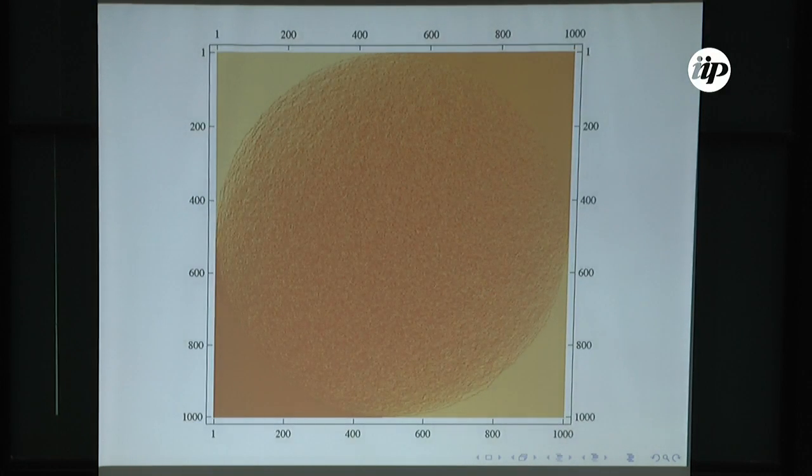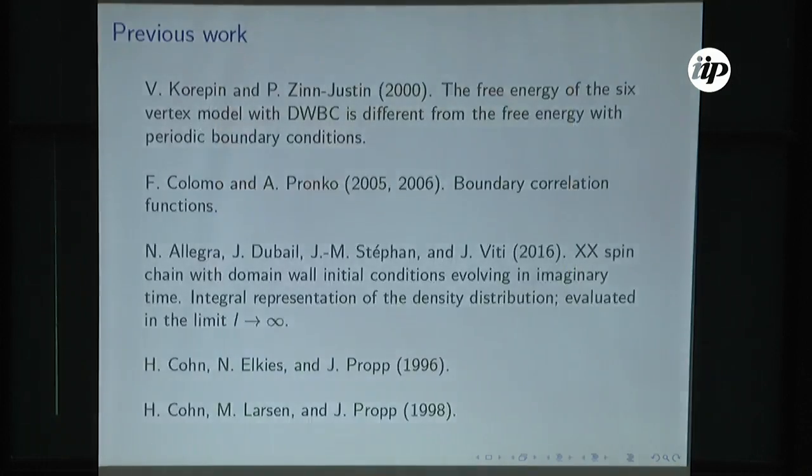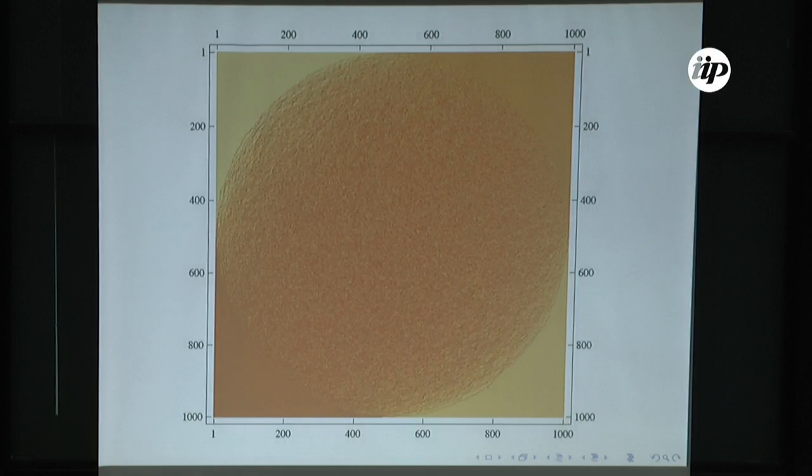When we go to size 1000, we already see that this boundary looks a lot more circular than this one. So this is as far as we got so far, size 1000.